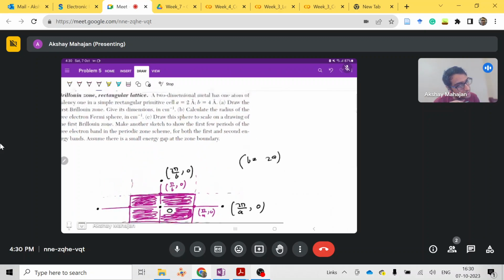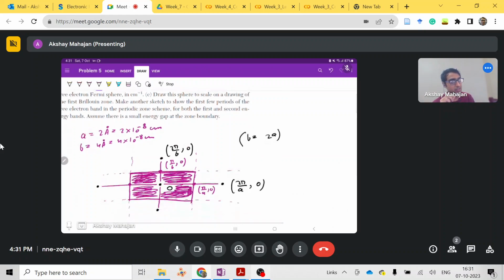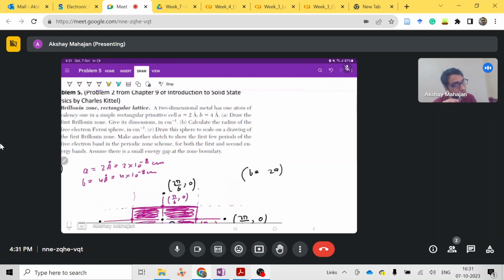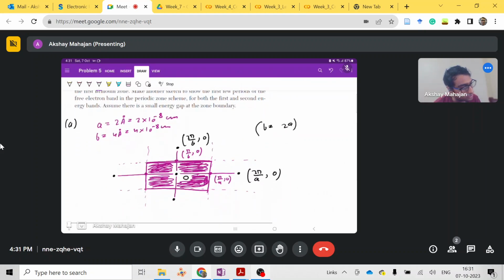The value of a is given as 2 angstrom, or 2 times 10 to the power minus 8 centimeter, and b is given as 4 angstrom, which is 4 times 10 to the power minus 8 centimeter. It is just asking us the dimension of this first Brillouin zone in centimeter inverse. Our first Brillouin zone is again a rectangle, so we will have some length and breadth, and these are the points.